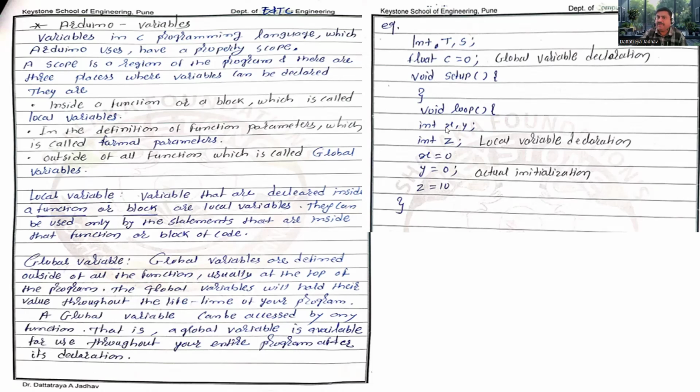So void setup, then we go with a while loop. Within the function, we declare the variables int x comma y, or int z. These are called local variables, which are declared within the function, not outside the function. But float c is equal to 0, or whatever the integers t and g, whatever we declare here, these are global variables. They are available throughout the program. So x is equal to 0, y is equal to 0 is the actual initialization of the value; there is a declaration, and this initializes the value of that variable.